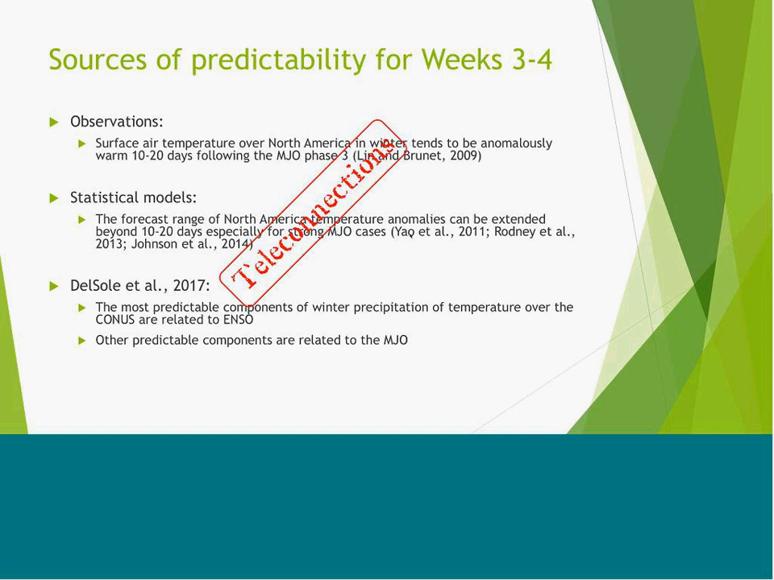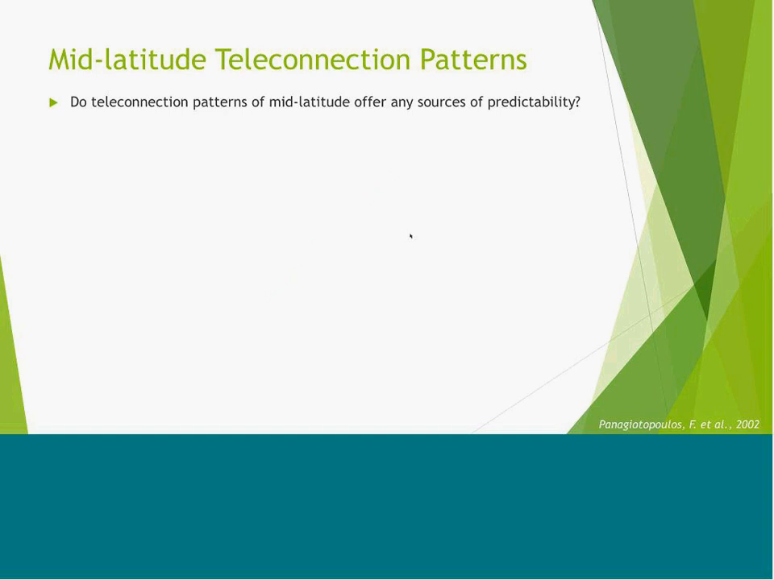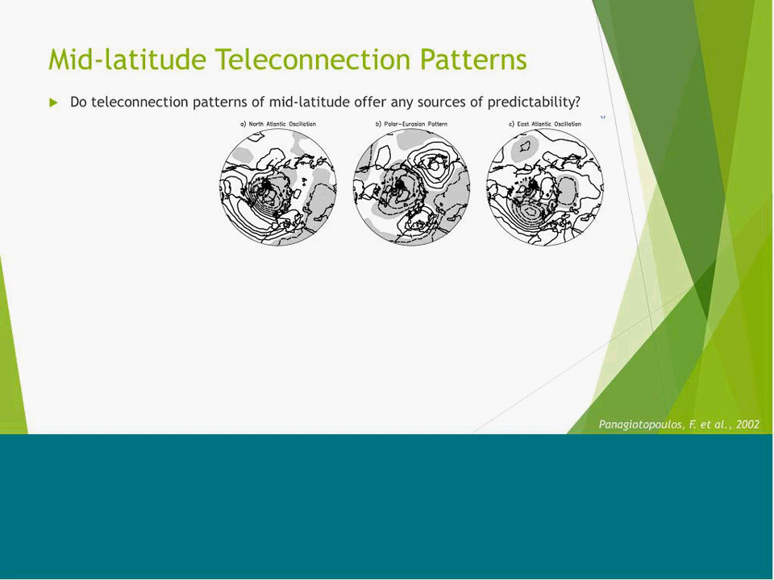So all of these results suggest that teleconnections, which manifest as simultaneous variations in weather and climate over remote locations, are emerging as a potential source of predictability beyond the limit of deterministic weather predictability. So one of the questions we would like to address in our project is whether the teleconnection patterns offer any sources of predictability for these time scales.